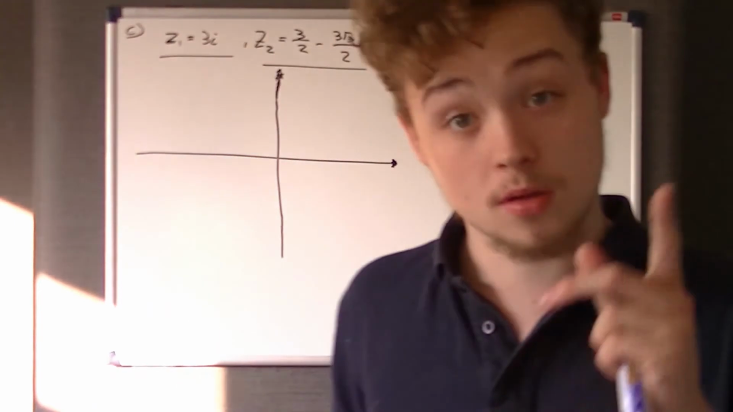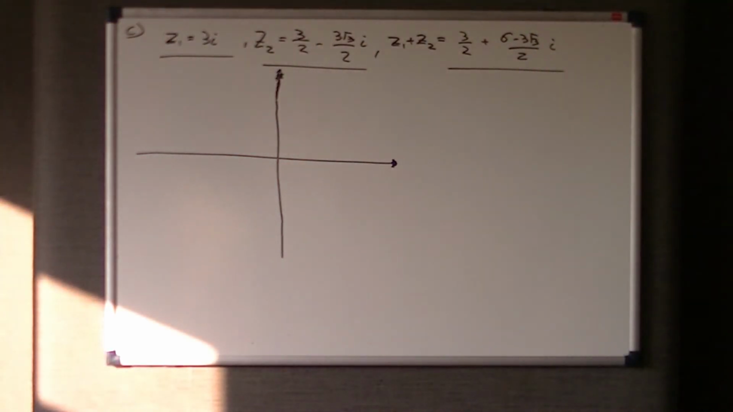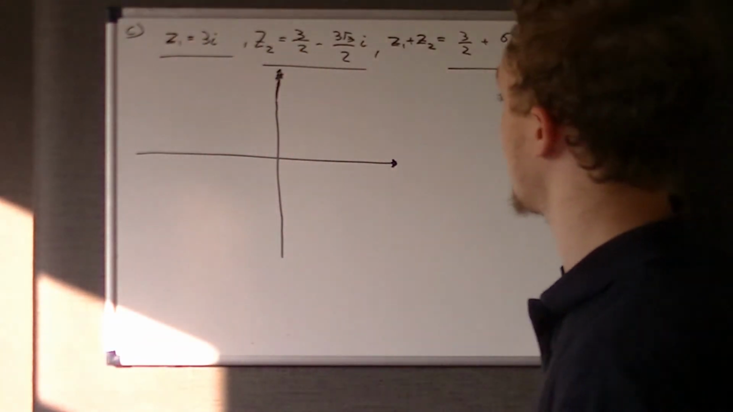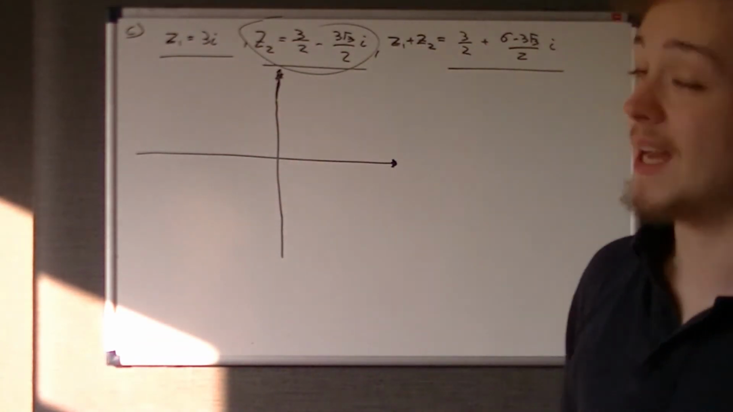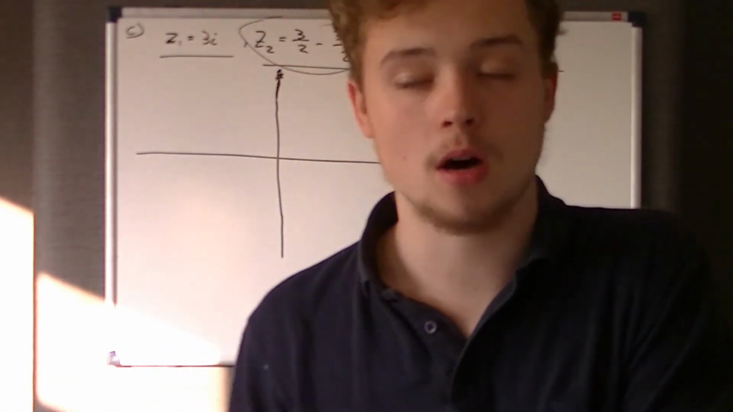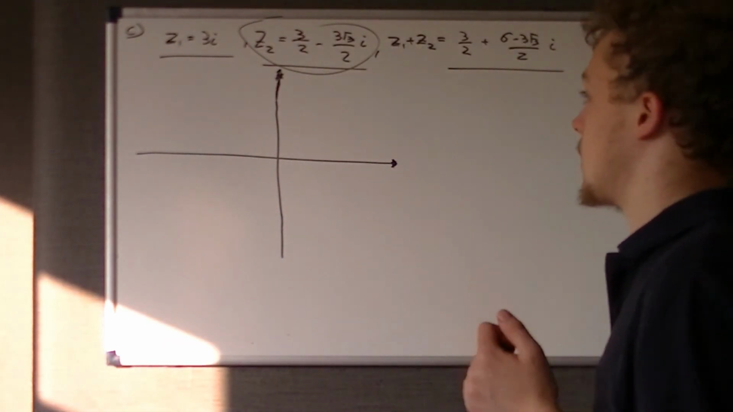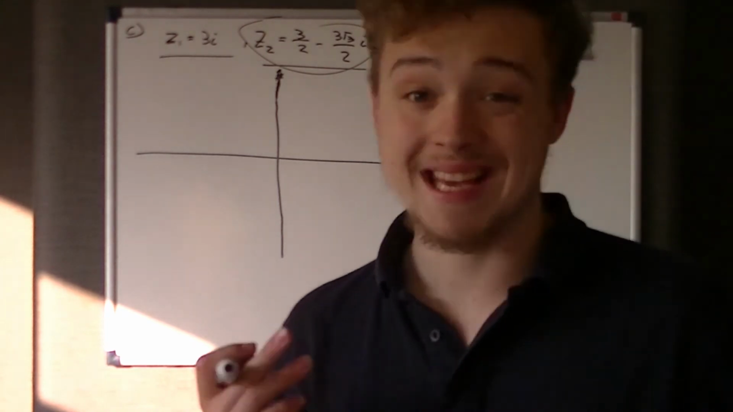Now you could argue that we've already worked out the modulus and the argument of Z2, the second complex number here. So you could write that on, but it's not asking you to. So we're just going to go ahead and say we don't need to. The first one I'm going to draw on is the easiest one.